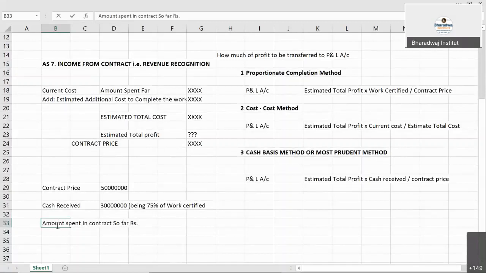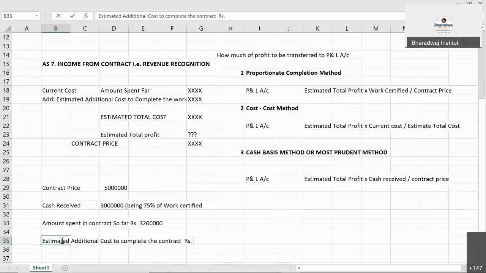Amount spent in contract so far is 32 lakhs. Estimated additional cost to complete the contract is 8 lakhs. Like this, they can give you data.